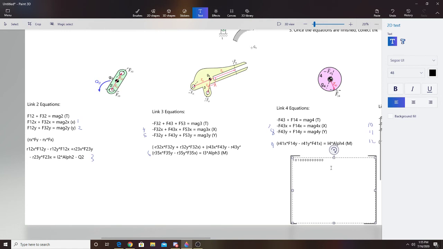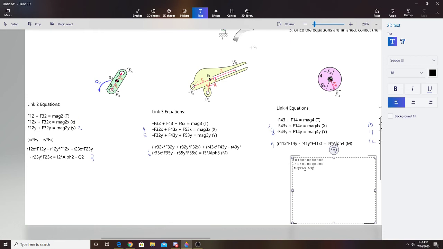All right. And then the next equation, we have f12y, so it's 0, 1, 0, 1, and then 1. Like that. And then we move on to the next one. We have an f12x, which is a minus r12y. And then we have an f12y, which is an r12x. And we have an f23x, which is a minus r21y, minus r21y.